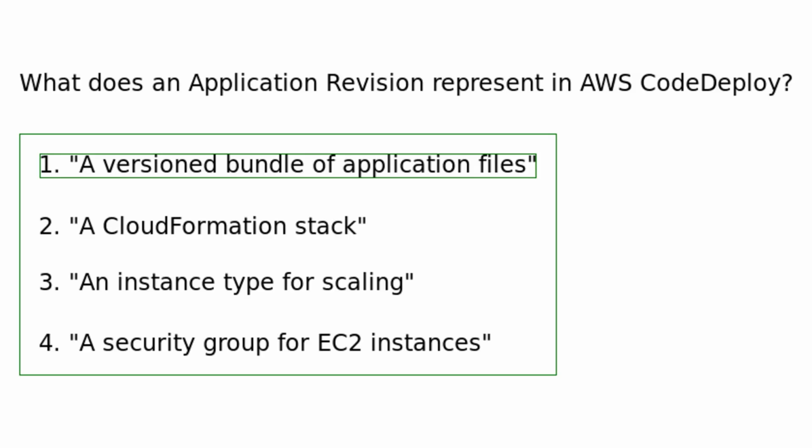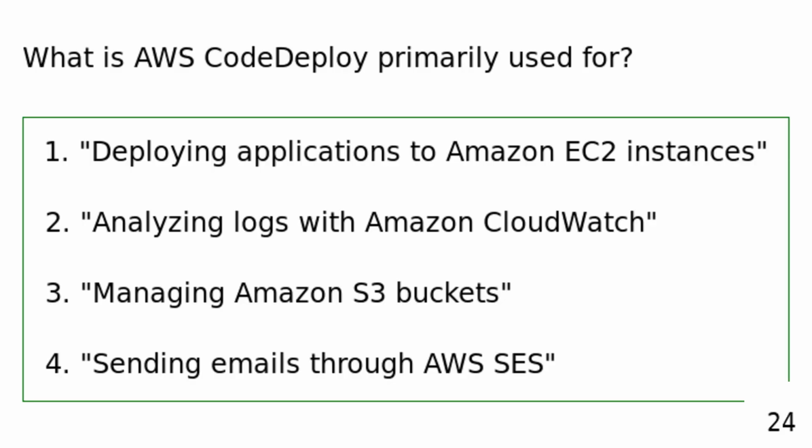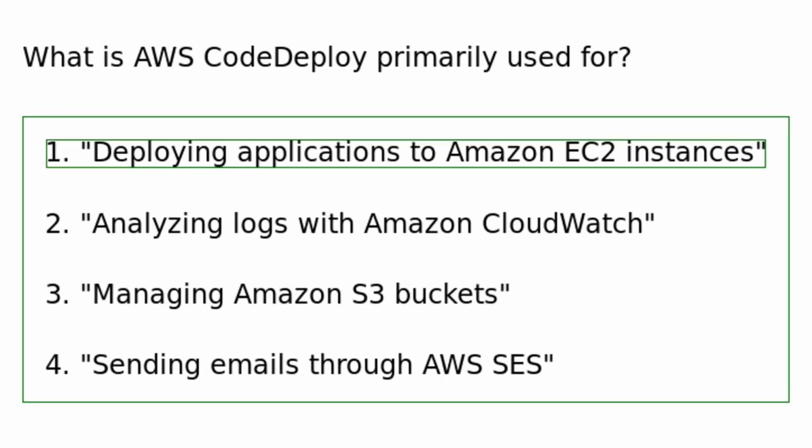What is AWS CodeDeploy primarily used for? Deploying applications to Amazon EC2 instances. Analyzing logs with Amazon CloudWatch. Managing Amazon S3 buckets. Sending emails through AWS SES. AWS CodeDeploy is a service for automating application deployments to a variety of compute services including Amazon EC2 instances.